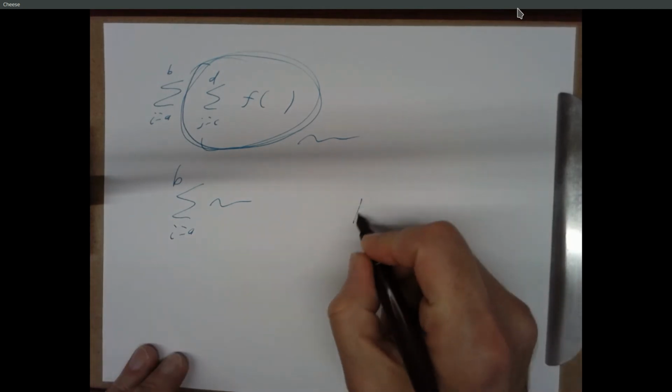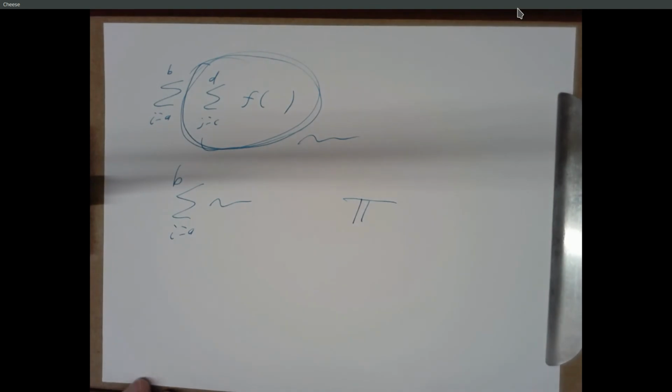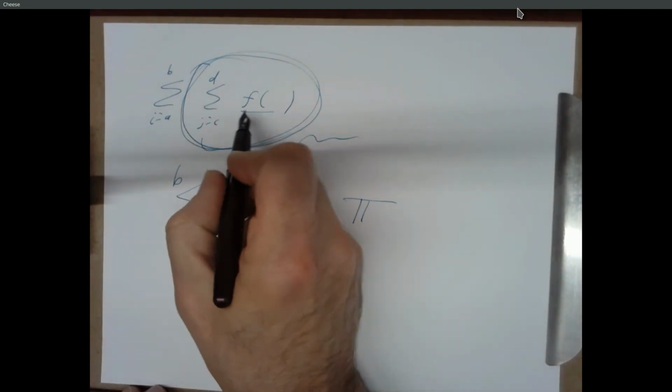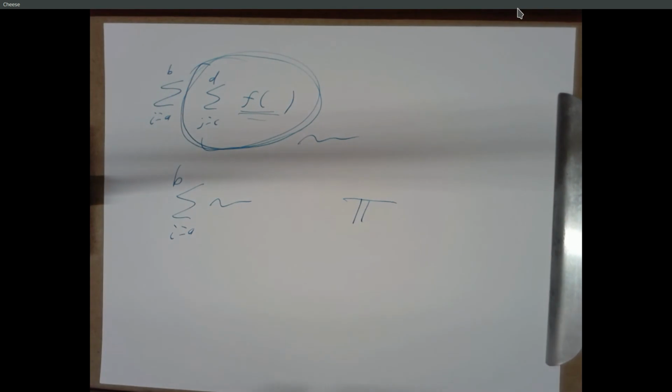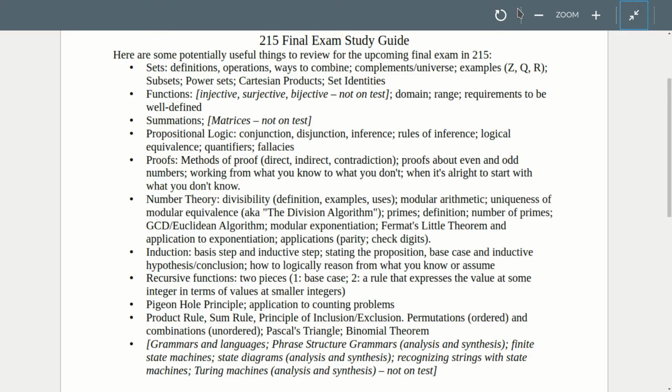And if you see one of these, that's a product. It's just like a summation, but instead of adding all of these together, you multiply them. And that's also a for loop, except you're multiplying a running product on the inside of your loop.